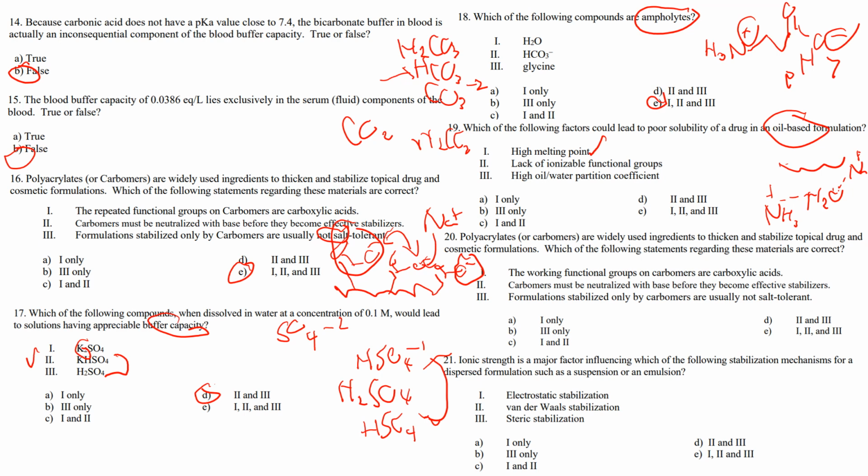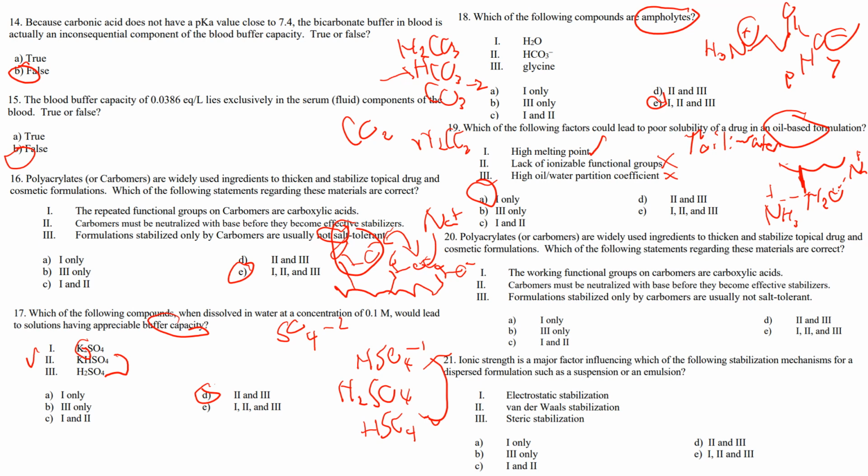But this alkane isn't going to do really anything, so it's not this. And then high oil-water partition coefficient. Remember that this is an oil to water ratio. A high coefficient would actually mean it goes up in oil. It's more soluble, so it's not 3. So the answer is actually only A right here, right? It is only the melting point that would lead to poor solubility in an oil-based solution.